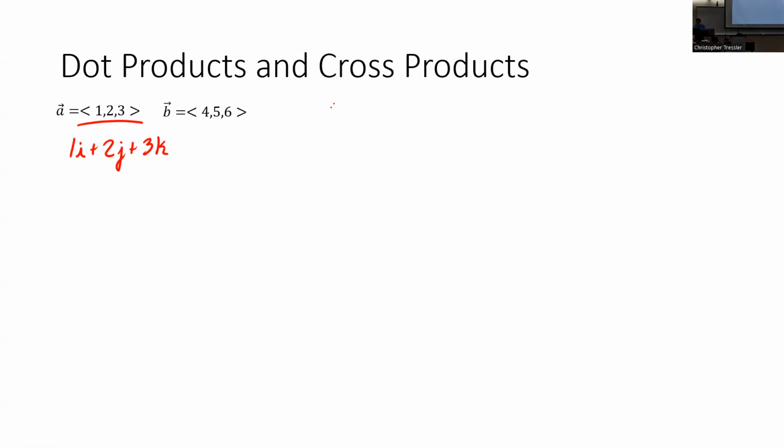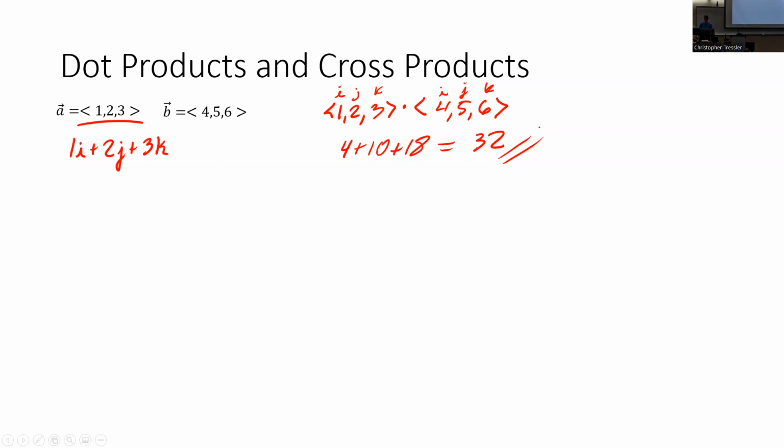Basically, what we're going to do is write it out like this: 1, 2, 3, dot, 4, 5, 6, right? And then we're basically going to match these up based on their components. So this is an i, this is a j, and this is a k, and then this is an i, this is a j, and this is a k, right? So we're going to multiply the i by the i, we get 4. We're going to multiply the two j's together, we get 10. And we're going to multiply the two k's together, we get 18. That is 10 plus 18, which is 28, plus 4 is 32. So that is our final answer for that dot product, okay?